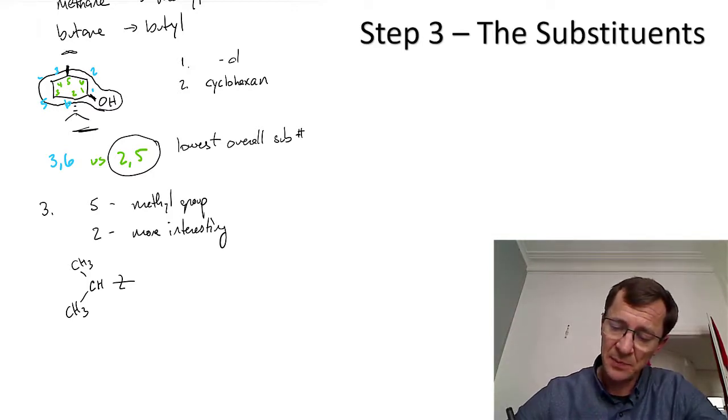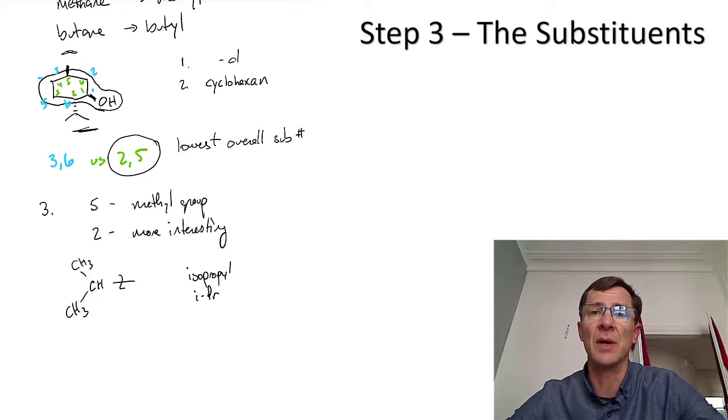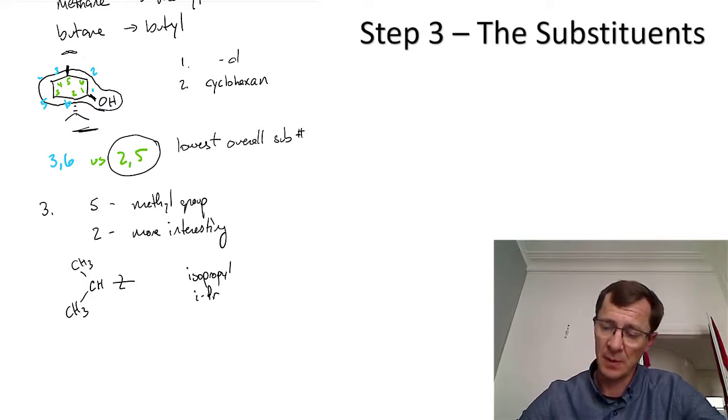This is isopropyl. You sometimes see it shortened iPr, but it stands for isopropyl. So a 3-carbon propane group, but it's the isomer of the linear one, isopropyl.